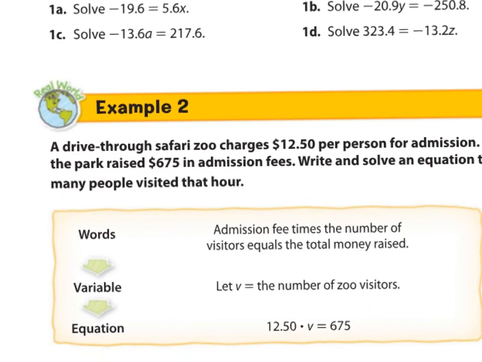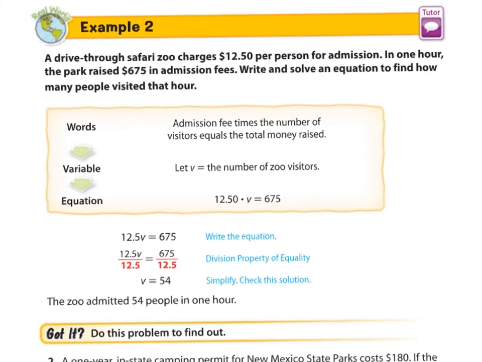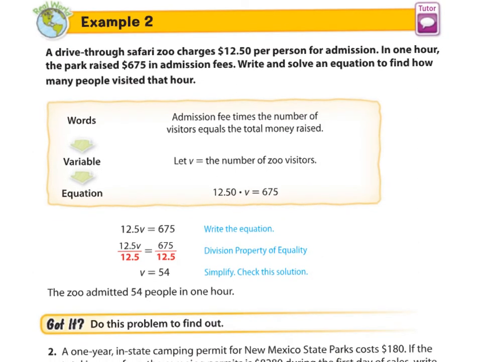I hope you found those examples easy. Now let's take that skill and apply it to a real-world context. A drive-through safari zoo charges $12.50 per person for admission. In 1 hour, the park raised $675 in admission fees. Write and solve an equation to find how many people visited that hour.